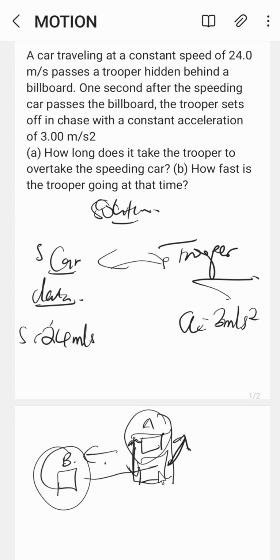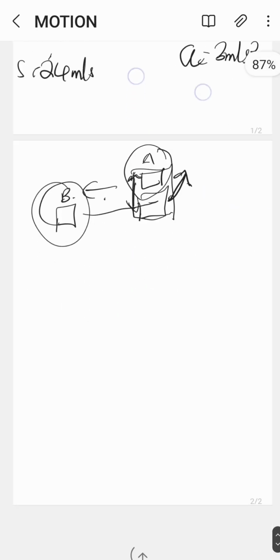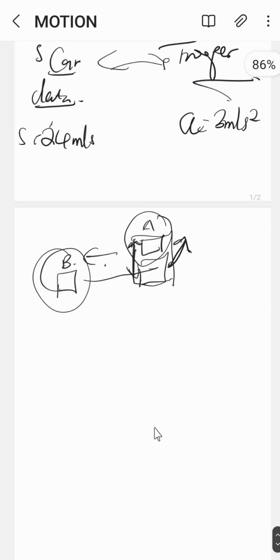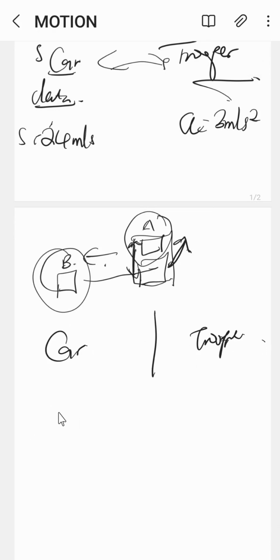Okay, so literally in this question we are trying to find how long it takes for the trooper to reach the same distance as the car, because it is only at that distance that the trooper can now overtake the speeding car. So we are going to write equations that give us a distance for both the car and the trooper. Okay, so we looked at the equations of motion.